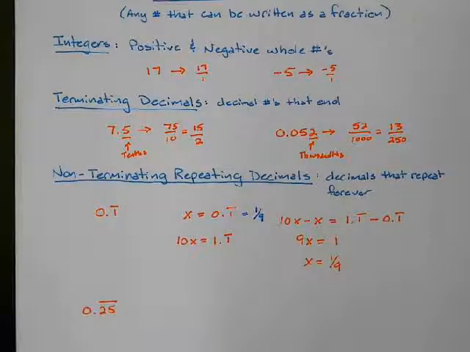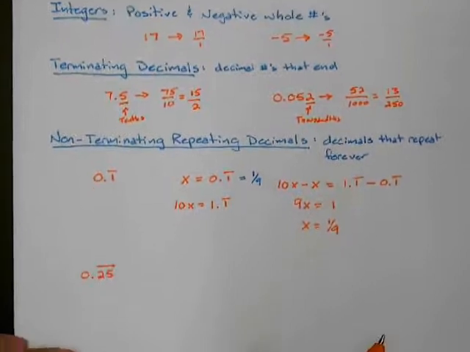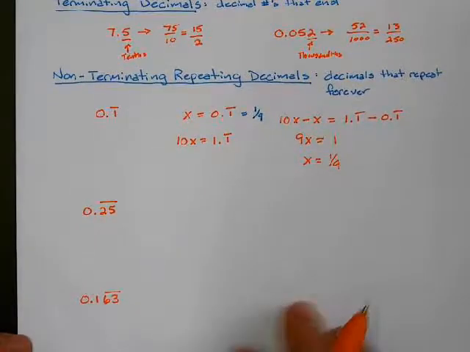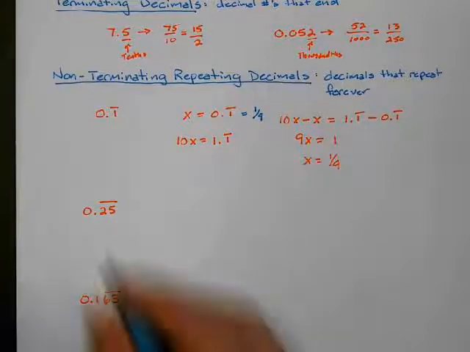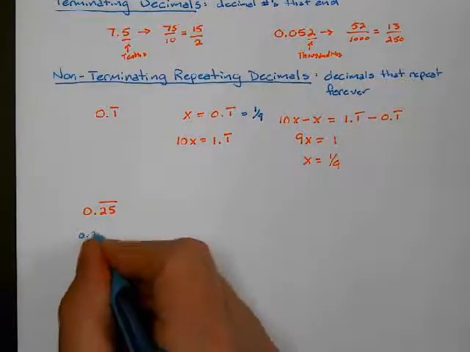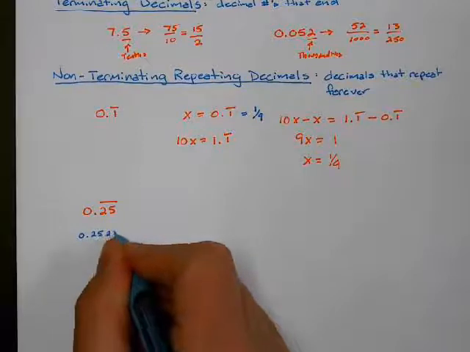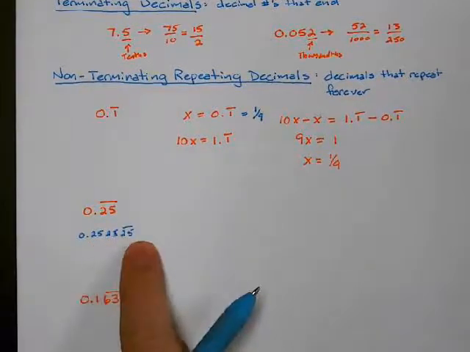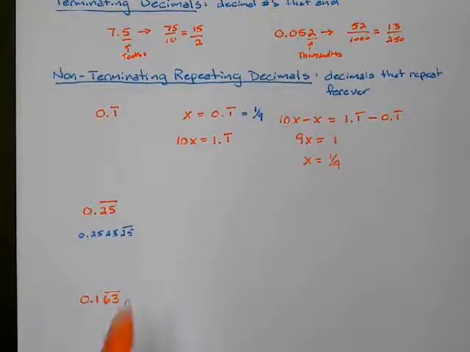Tricky, tricky. All right, next one. This one's a little bit more difficult because we have the 2, 5 repeating. So this is basically 0.252525, and it just keeps on going. All the 2, 5s just keep on repeating each other. We would start it the exact same way.